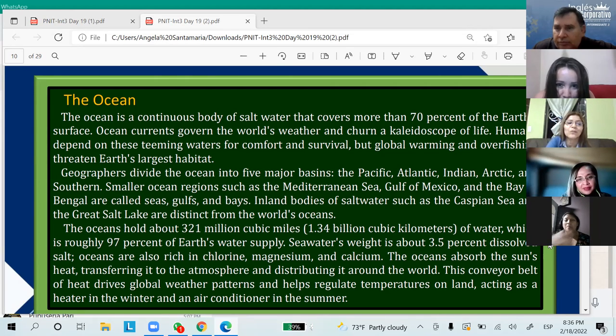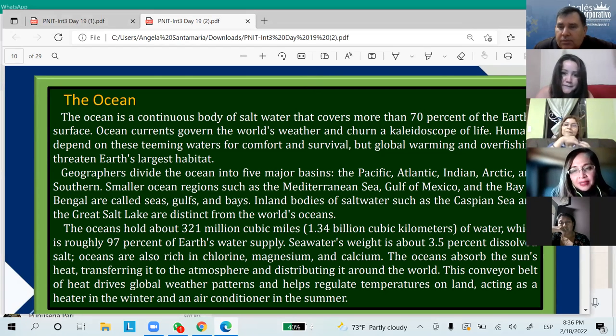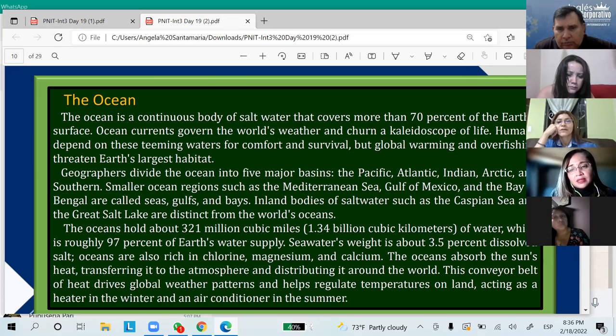But global warming and overfishing threaten Earth's largest habitat. Geographers divide the ocean into five major basins: the Pacific, Atlantic, Indian, Arctic, and Southern. Smaller ocean regions, such as the Mediterranean Sea, Gulf of Mexico, and the Bay of Bengal, are called seas, gulfs, and bays. Inland bodies of salt water, such as the Caspian Sea and the Great Salt Lake, are distinct from the world's oceans.